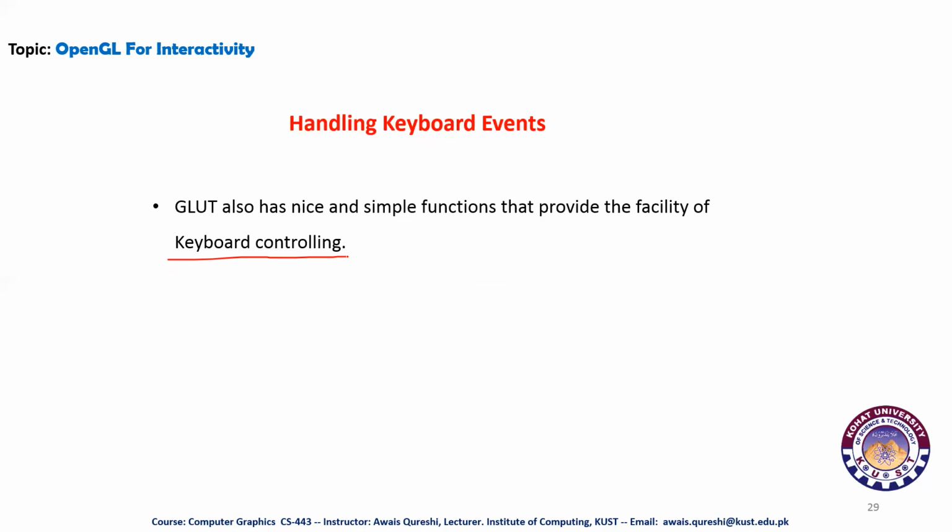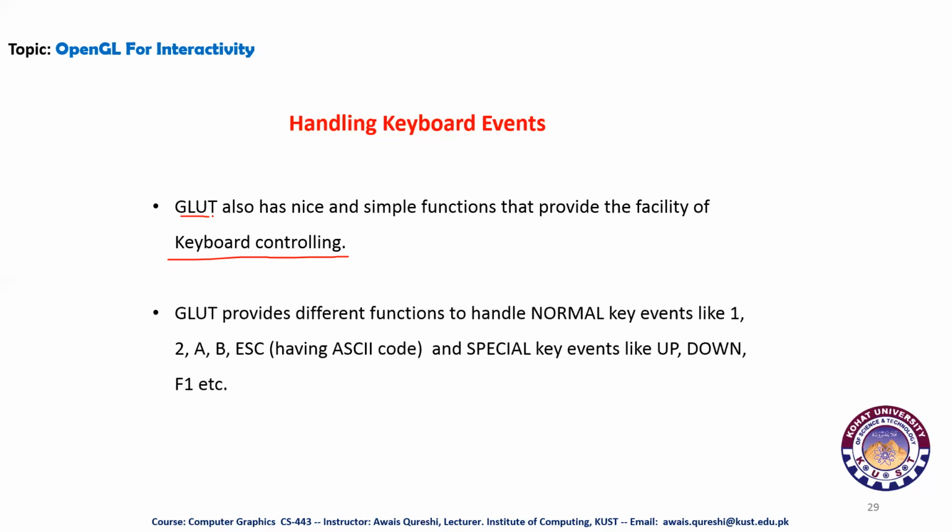If you want to control your keyboard using OpenGL, you can do this by using GLUT or FreeGLUT predefined functions. GLUT provides different functions to handle normal key events like 1, 2, A, B, and escape, which have ASCII codes, and special key events like up, down, and F1, etc. So you do not need to worry about how we handle the event when a key is pressed on the keyboard.